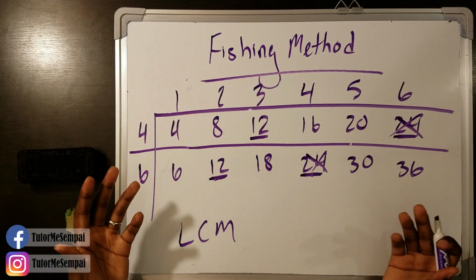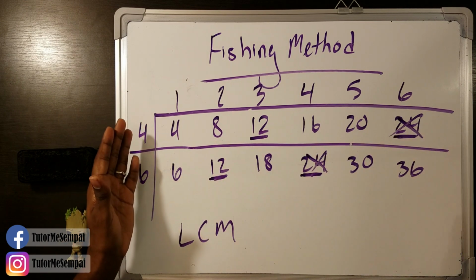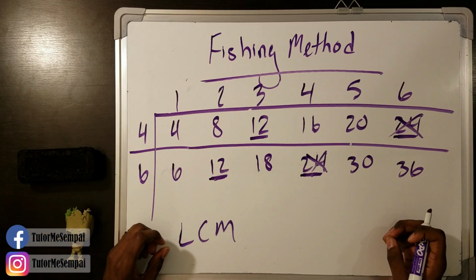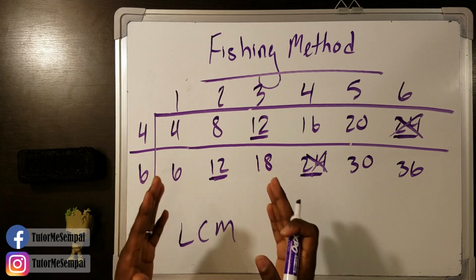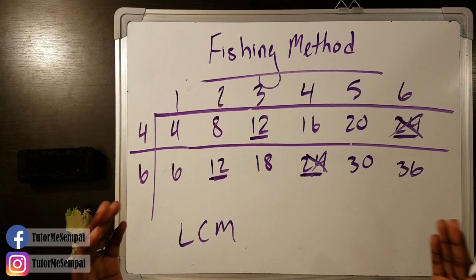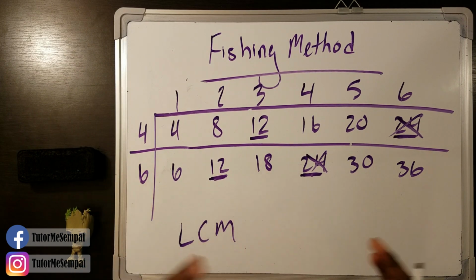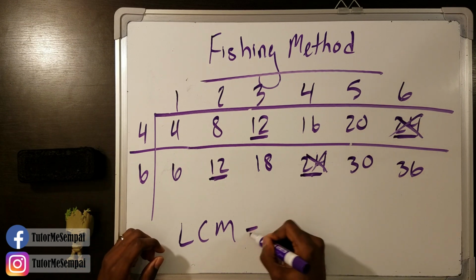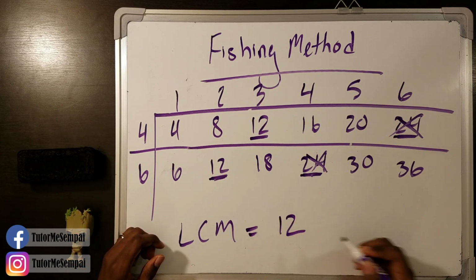We don't know where we're going to stop. You can go pretty far depending on how your numbers work out, or you can end really soon. When you have smaller numbers, you're likely to end it sooner rather than later. So in this case, you have an LCM of 12.